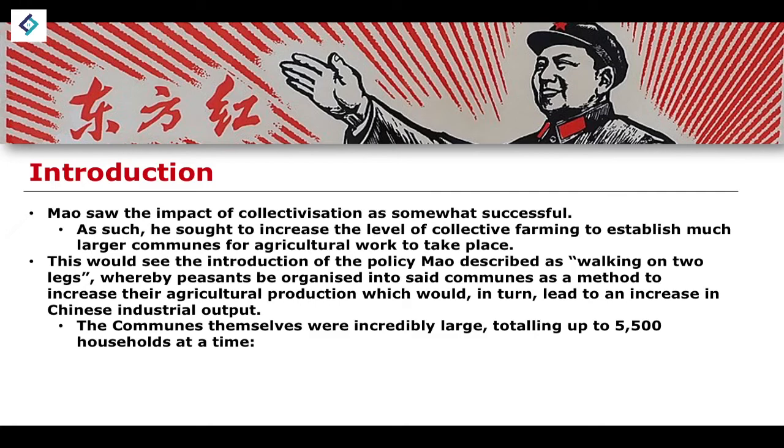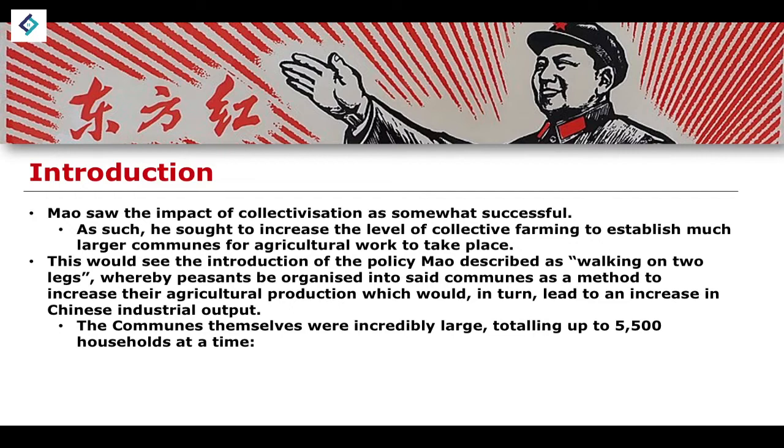So you can see how the collectivization and the sort of collective households of peasants working together and pooling their labor together went from the mutual aid teams, which were sort of around 10 individuals in a household, to the APCs, the agricultural producers cooperatives, which would be around 30 to 40, and then we have the people's communes, which would total up to 5,500 households at a time.